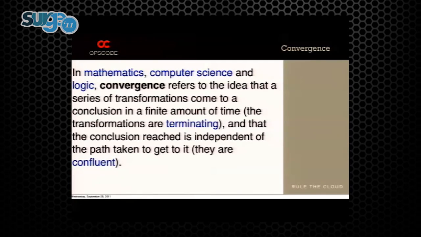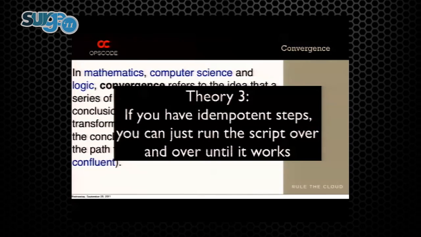Exactly. Convergence. This comes out of idempotence. So if you've got all these little idempotent doodads, and stuff only does things if it has to do it, the next thing you get to do is convergence. And this is, again, the Wikipedia definition, kind of long. Short version is, if you have idempotent steps, you can just run it over and over until it works. So this sucks a little, but it's true.